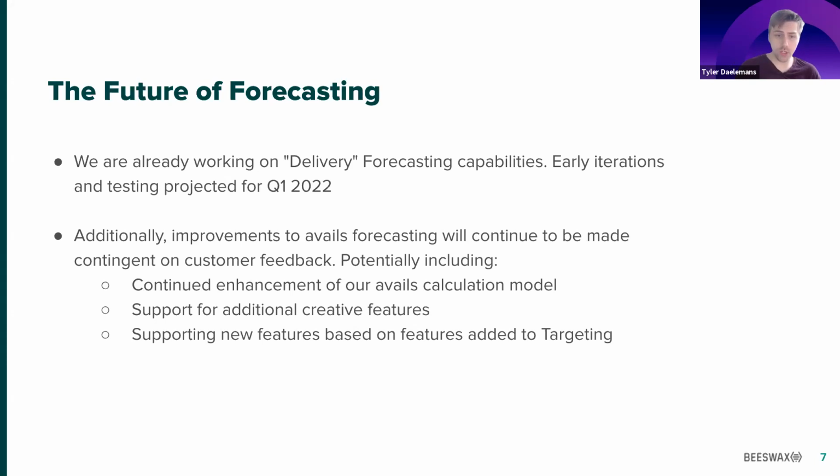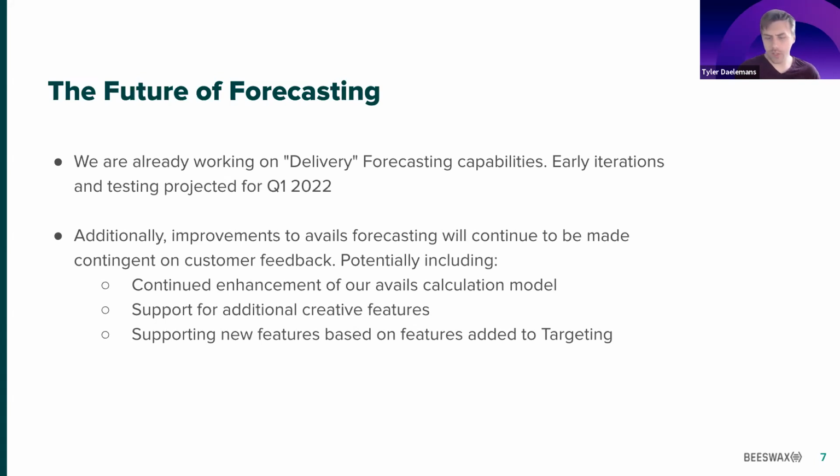Additionally, I did mention that creatives are supported. Creatives are supported at a basic level, so things like your creative dimensions are respected, but some of the more nuanced properties of creatives may not be supported today. For example, blocked categories are not supported today, but we do want to add support for enhanced characteristics of creatives in forecasts in the future.